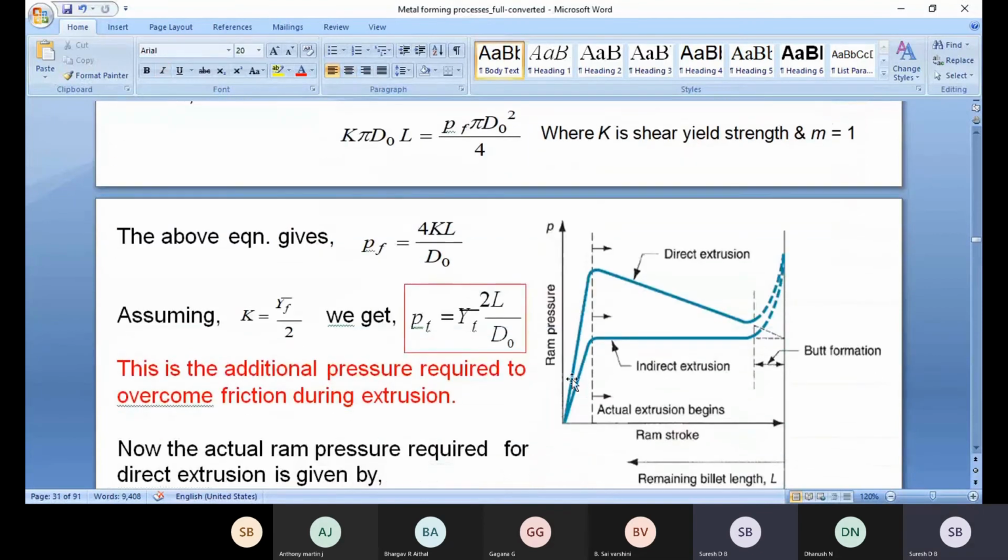Now, by using this graph, ram pressure along the y-axis, along the x-axis stroke. Okay, stroke. Here we can consider both the direct as well as the indirect extrusion process. In both the direct as well as the indirect extrusion process, the actual extrusion, or actual deformation, begins from this particular point only. But see here, ram pressure: in which extrusion process, or which method, is maximum force or maximum load required?